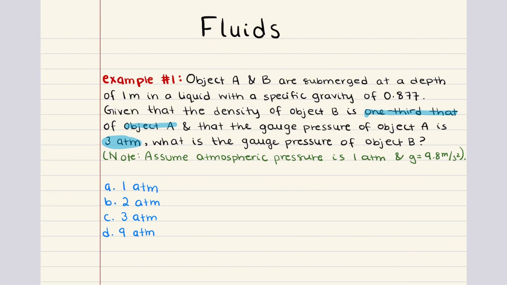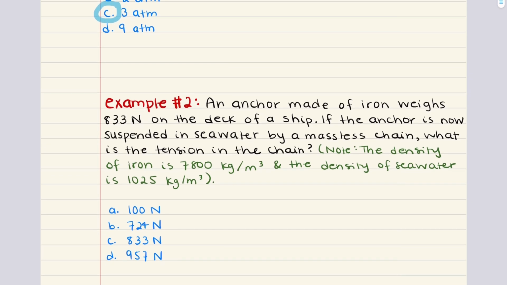The density of object B being 1/3 that of object A is irrelevant to the calculation of gauge pressure because the fluid's density and depth are the only factors that matter. Therefore, the gauge pressure of object B has to be the same as that of object A, which is 3 atmospheres. So the correct answer for problem 1 is answer choice C. Beautiful, let's move on to problem 2.